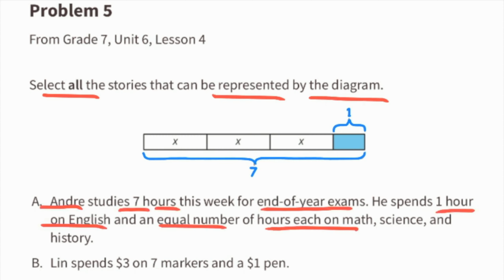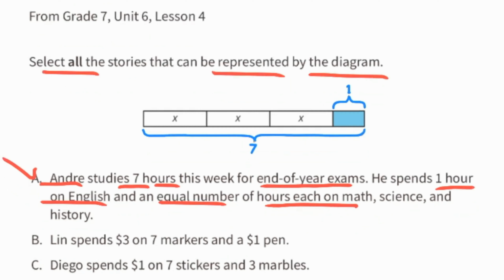Let's look at the first story. A. Andre spends 7 hours this week for end-of-year exams. He spends 1 hour on English and an equal number of hours on math, science, and history. The 1 unit in the diagram could represent 1 hour on English, and the 3 x's could represent the equal number of hours on math, science, and history. So yes, this diagram represents story A.